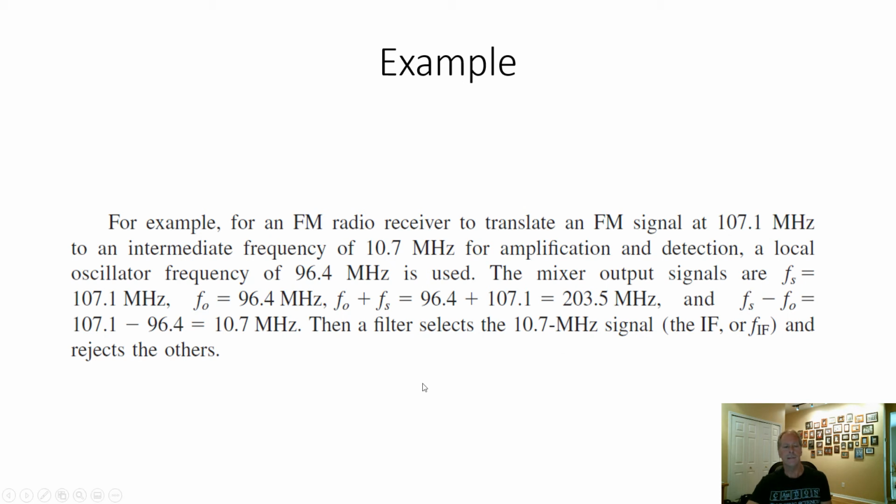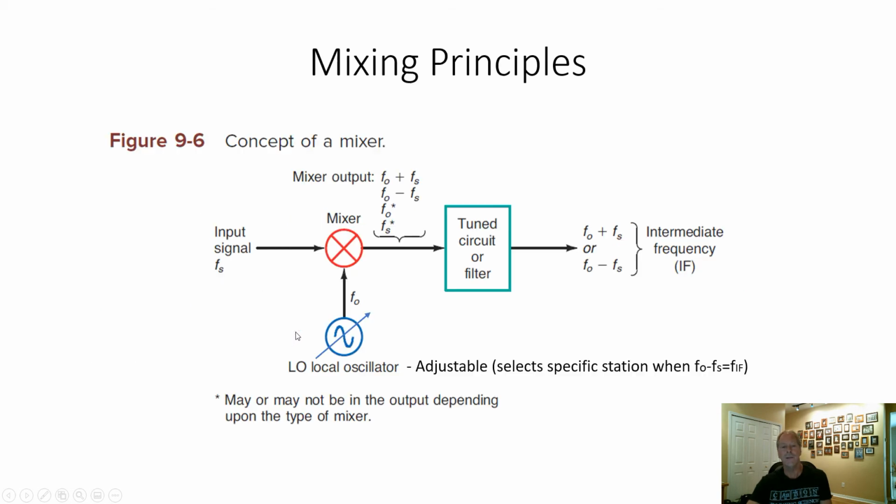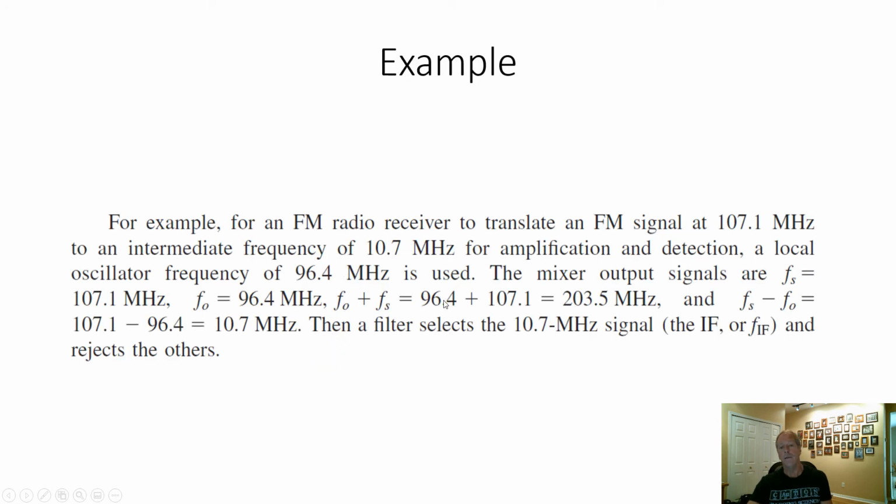So Fs down here minus Fo is 10.7, you see? If you want to tune to a different station, okay, you tune your local oscillator so that the F0 minus Fs, all right, difference still equals 10.7, but your Fs is a different number here now, okay? So this has to be a different number, all right, your local oscillator. All of it has to create 10.7 megahertz. So that's how FM radios are tuned, and AM radios too, in a superheterodyne system.